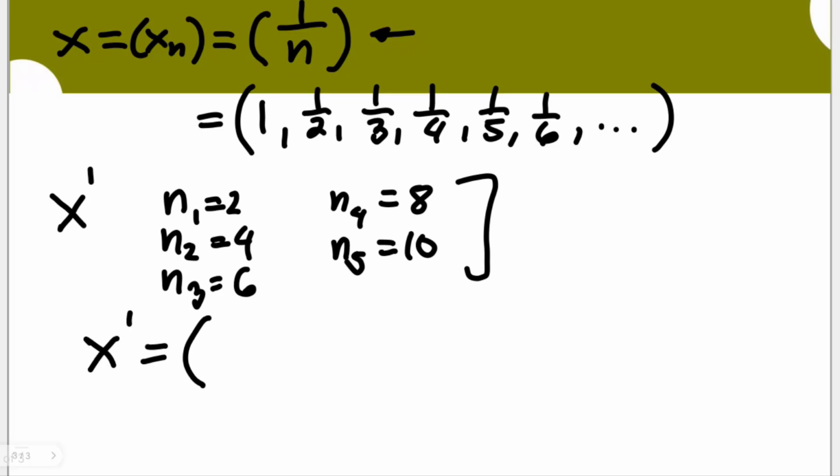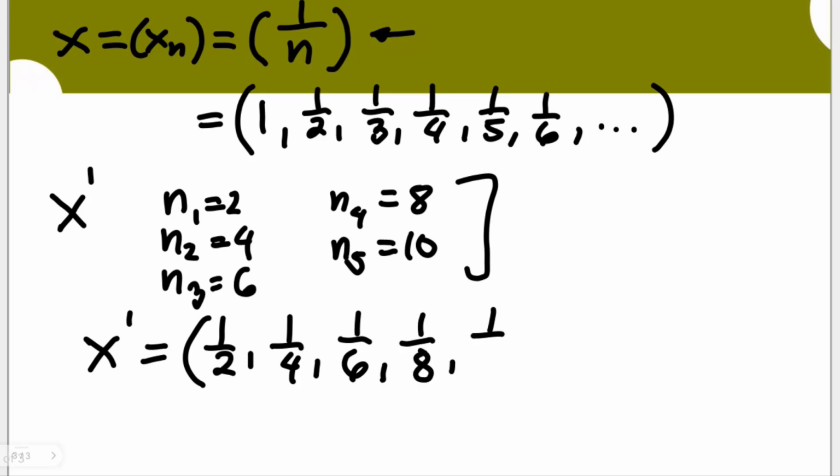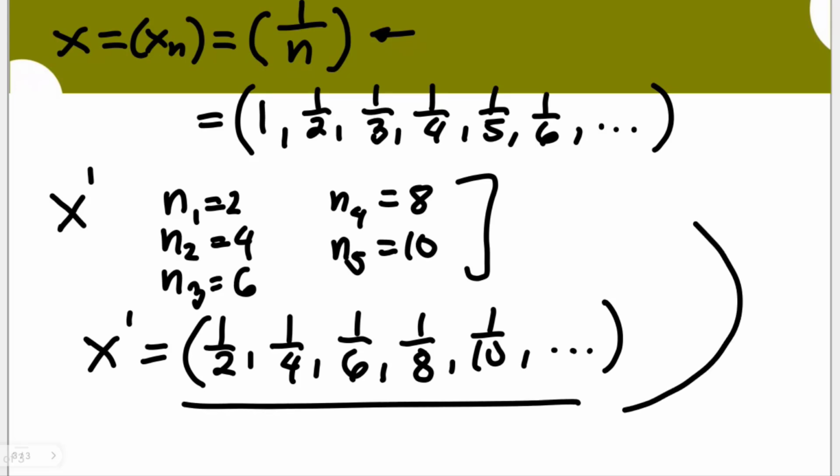When n is 2, you will have 1/2. When n is 4, 1/4. When n is 6, 1/6. You'll have 1/8, 1/10, and so on and so forth. These are all elements of the given sequence. And since they follow a certain criteria, where all of these indices are strictly increasing in order, our x prime here is already identified as a subsequence of x.